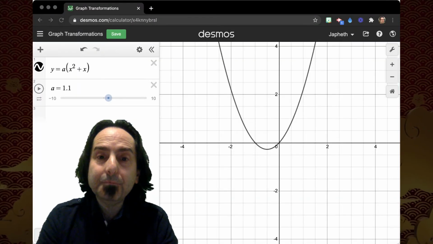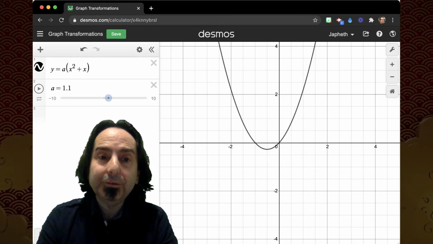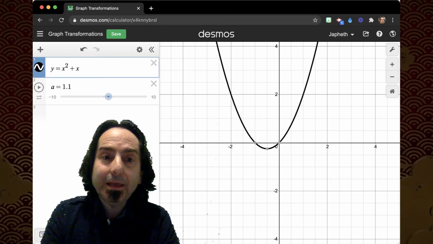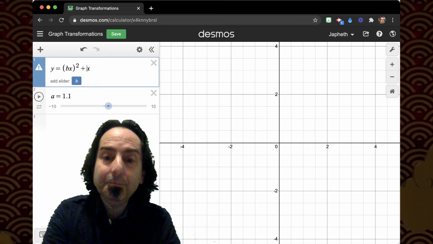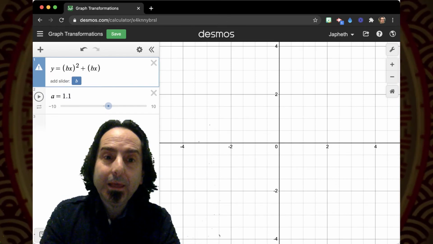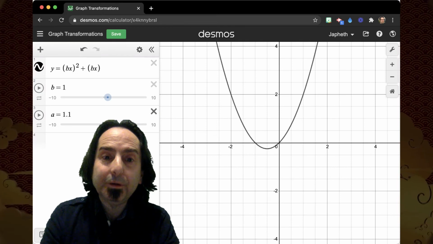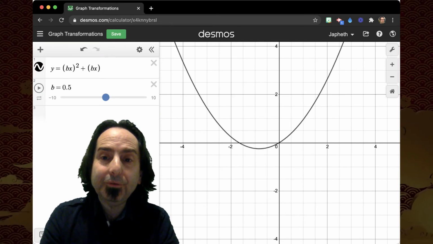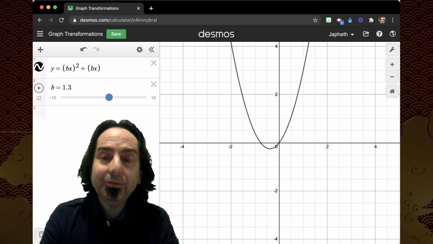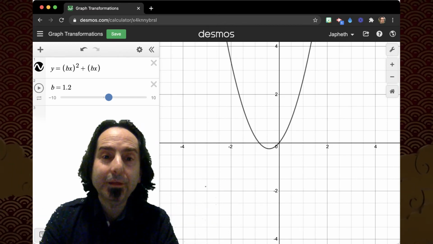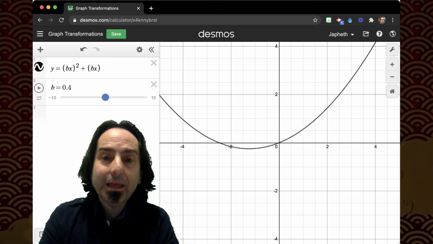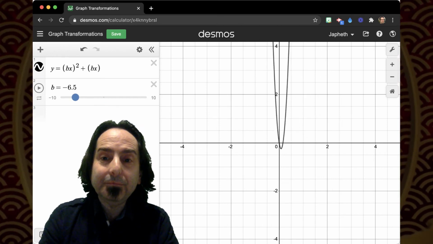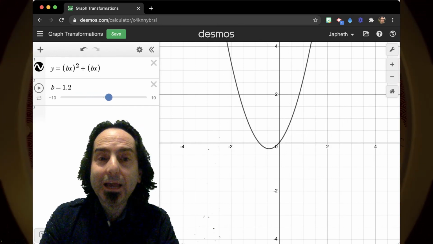So I'm going to modify this. Let's get rid of the a, and we're going to change x to bx, and we need to add a slider b, and notice that this slides it horizontally back and forth. You can see that the x-intercepts are changing, and if b is negative, that'll actually flip it over.